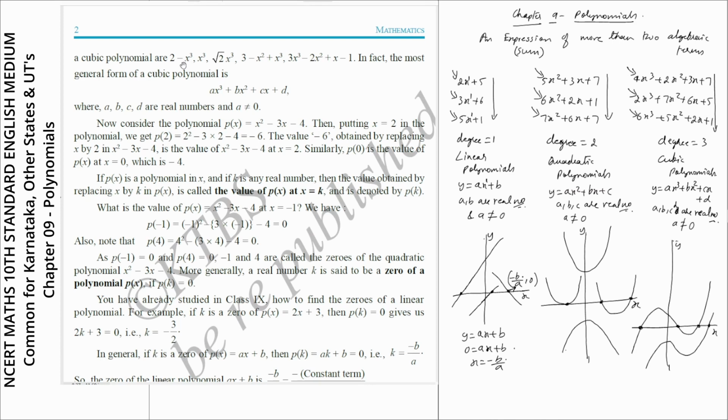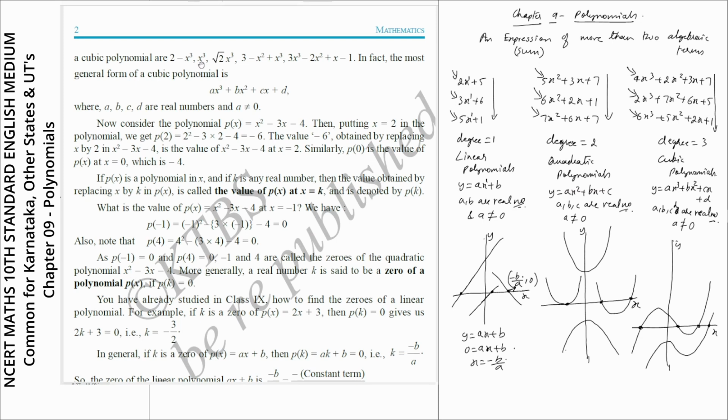So here a is minus 1, b is 0, c is 0, and d is 2. What is the general form of a cubic polynomial? It is given by ax cube plus bx square plus cx plus d.